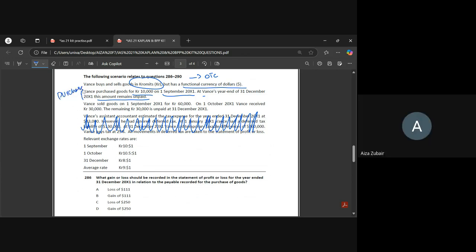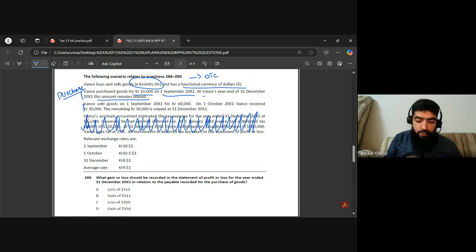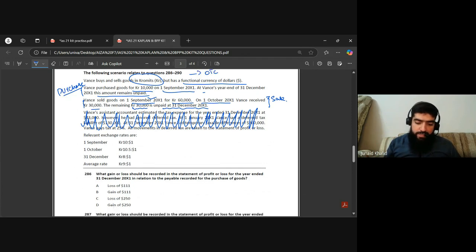Right. Okay. Once sold goods on 1st September 2001 for 60,000 kromets. This is now a separate transaction, basically a sale transaction. On 1st October it received 30,000 kromets from the customer. The remaining 30,000 kromets is unpaid at 31st December 2001. So there are two different transactions, the purchase and the sale. Now the exchange rate is given. First of all, the functional currency is dollar.